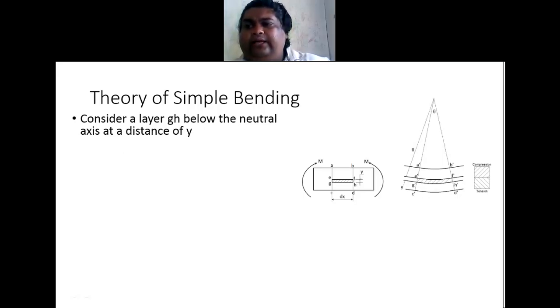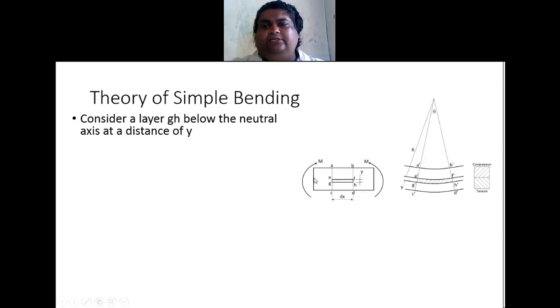What do you mean by neutral axis? Like I said, there is compressive stress on the upper fibers and tensile stress in the lower fibers of the beam. This neutral axis will not have any stress, it will remain as it is. The length of the plane of section in the beam on the neutral axis will remain the same. It will not change, right? So that is the neutral axis.